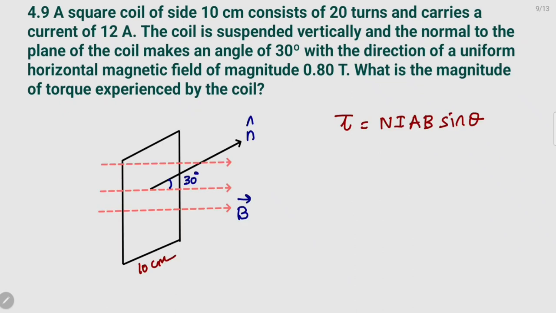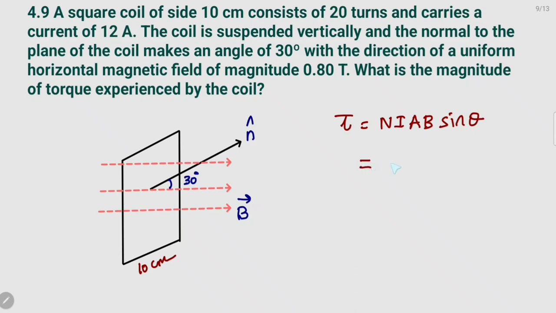Here I drew the square loop. With whatever best tools are available, I just tried my level best. It's a square loop of 10 centimeter, and see, I drew the normal. This is the normal, and that is making an angle of 30 degree with the magnetic field. This is the horizontal magnetic field. I have written the formula also: torque is equal to NIAB sine theta, and just substitute.